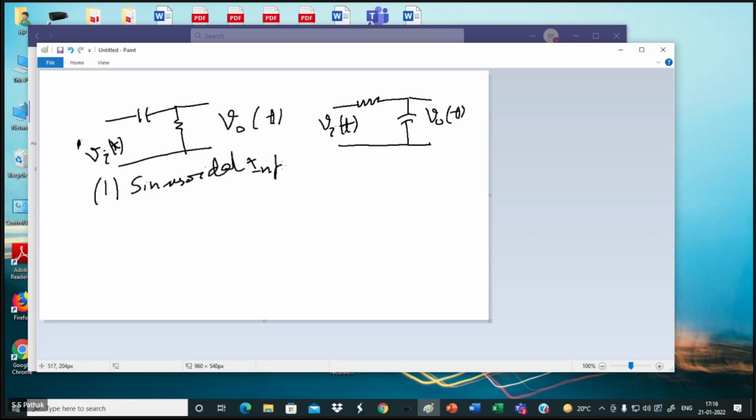Sinusoidal input, okay? That you have seen, high pass, low pass, 3 dB cutoff and all that is coming. Whatever the phase is changing, that is also described as arc tan inverse of the imaginary part by the real part, and that way you got it. Now the second thing that was described was your step voltage.